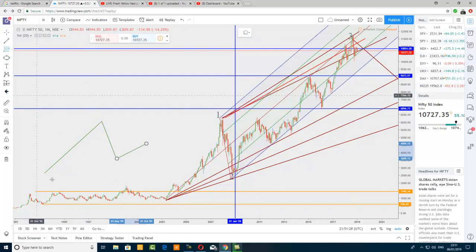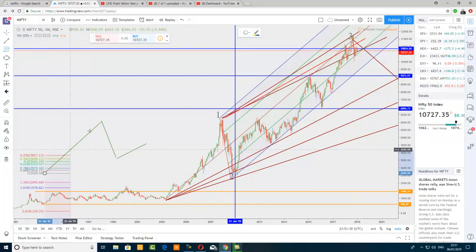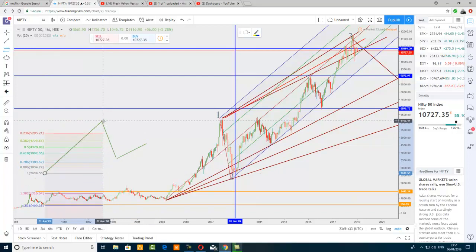So if I choose my Fibonacci, I'll go like this from the starting point, bam. Just to know how much profit people have taken. So here it went below the 61.8% level of this move from here to here.